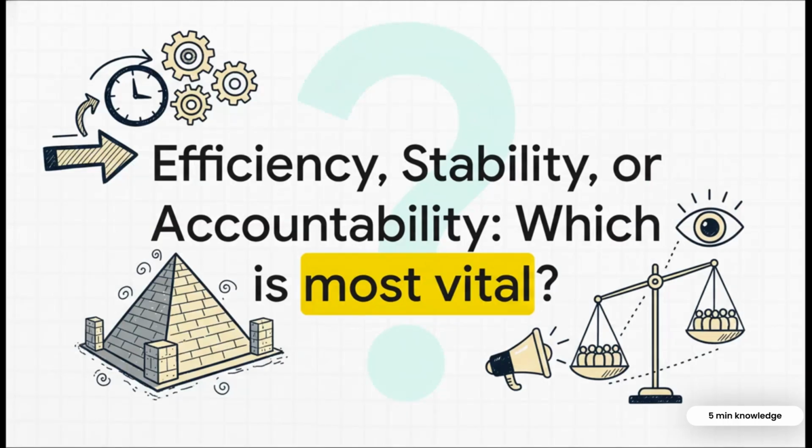And that leaves us with a final, really big question to think about. When you look at all the challenges facing the world today, which of these values do you think is the most important? Is it the efficiency to act quickly, the stability to weather political storms, or is it that constant, daily accountability of leaders to the people? There's no single right answer, of course, but how a nation chooses to answer that question, well, that reveals everything about its priorities.